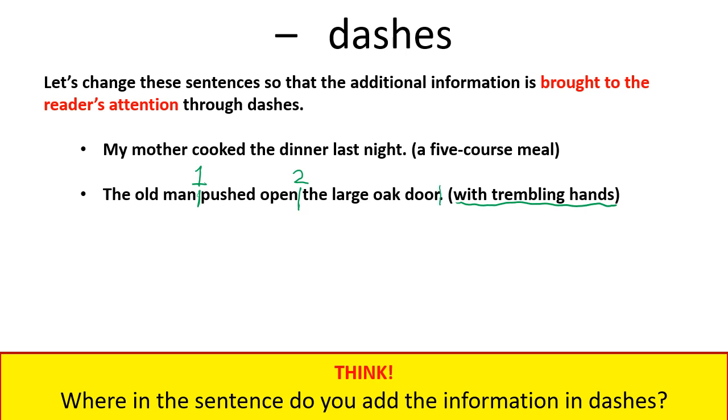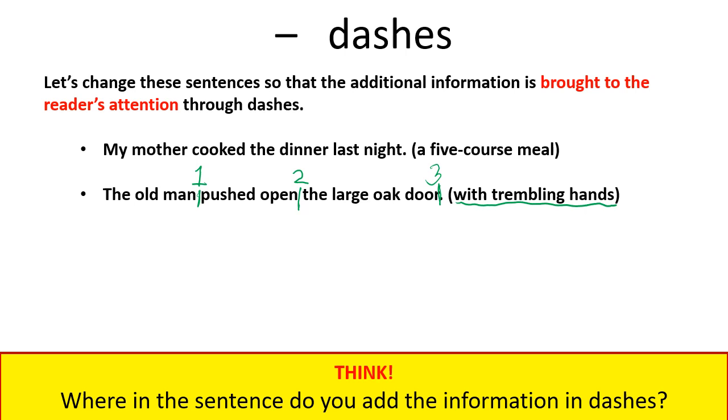And we could even put it at the end, position 3. Let's try the first one. The old man, with trembling hands, pushed open the large oak door. Well, it is the man who has the trembling hands. So position number 1 could work.